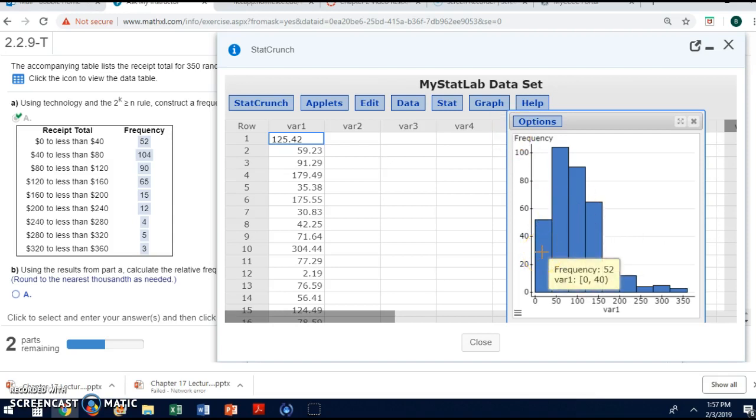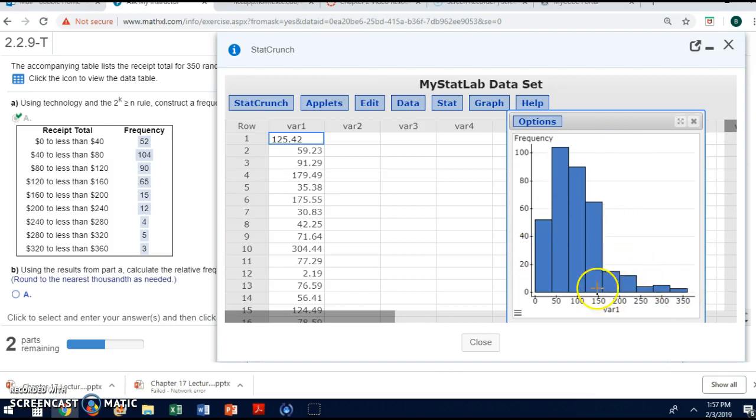So you can see the first class frequency is 52. Just move the cursor over it. The second class is 104, and then 90, and then 65, 15, 12, 4, 5, and 3.